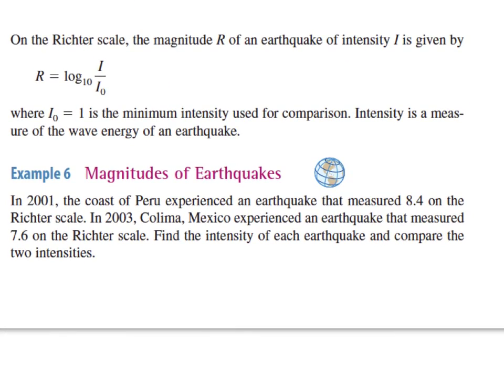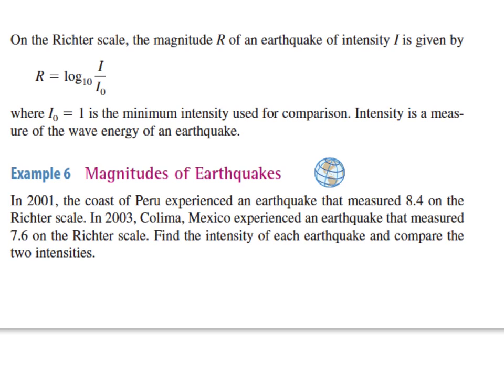The Richter scale. The magnitude of an earthquake of intensity I is given by the log base 10 of I over I sub 0. I sub 0 equals 1 is the minimum intensity used for comparison. It's measured of the wave energy of an earthquake. So they have those seismographs that measure the intensity. And that I sub naught would be like the normal rumblings underground when there is no earthquake at all. There's always certain vibrations and things under the ground. So that's kind of our baseline.